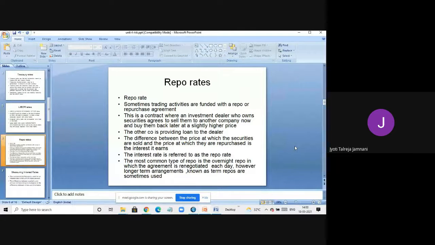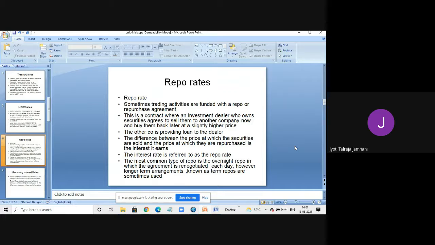The other company is providing a loan to the dealer. So it is as good as Pranali providing a loan to me by keeping my bonds with her for 1 month. The difference between the price at which the securities are sold and the price at which they are repurchased is the interest rate. So 1100 minus 1000, 100 rupees you said is the gain. That is the interest rate. And this interest rate is referred to as the repo rate.